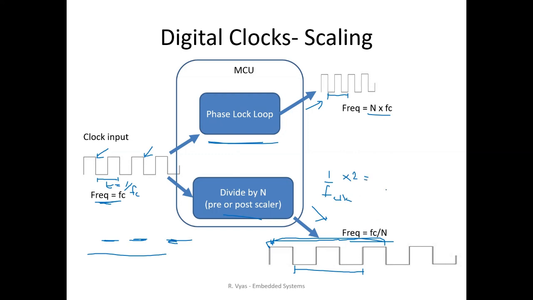If you're running at 8 megahertz, this value would be a fraction of a microsecond, excuse my handwriting. If you're running at 500 kilohertz, it's going to be some microseconds. If you're running at 31 kilohertz, I believe it's tens or hundreds of microseconds. So clock speed affects the speed at which your code is running.